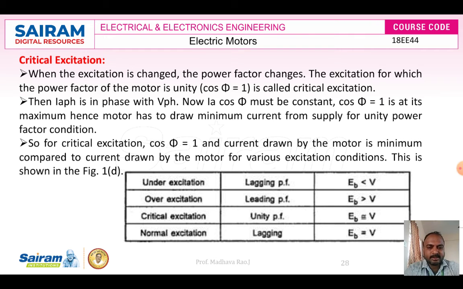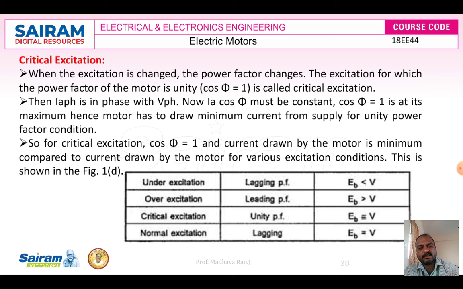So, in critical excitation cos phi is equal to 1, current drawn by the motor is minimum compared to current drawn for various other excitations. So, here we can observe in this table various types of excitations, what is the power factor, what is the relationship between induced EMF and supply voltage. For under excitation, the power factor is in lagging nature and induced EMF EB is less than the supply voltage.